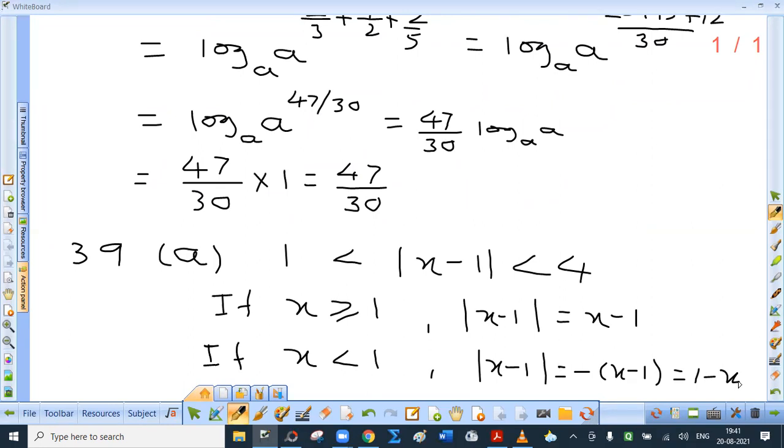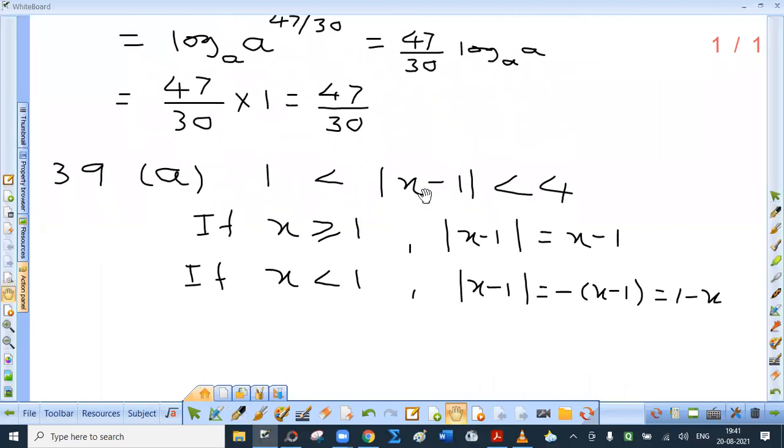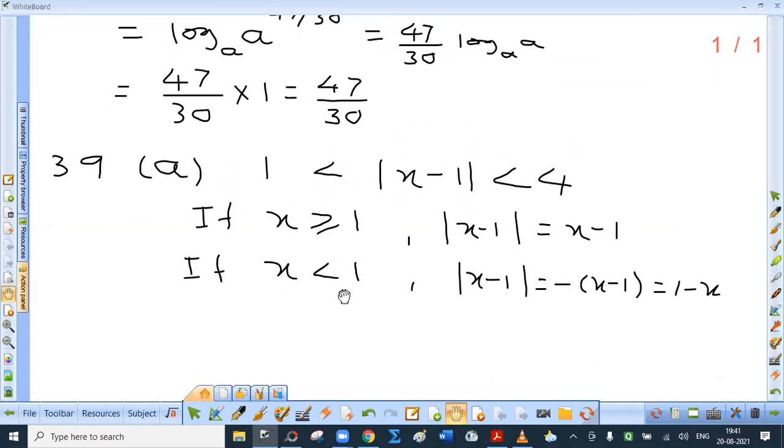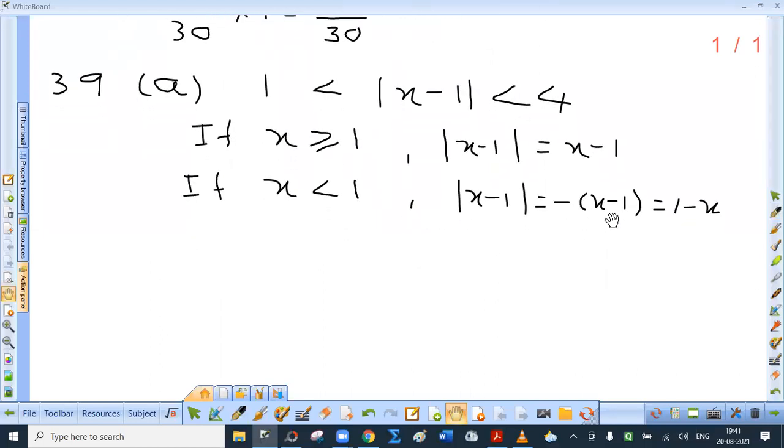Solve the following for x. A part: 1 less than mod of x minus 1 less than 4. Now, what about modulus? If x is greater than or equal to 1, this is already non-negative, so mod of x minus 1 is x minus 1. But if x is less than 1, this is negative. But modulus of a negative number is positive, so again multiplied by minus 1. So if x is less than 1, then mod of x minus 1 is minus in bracket x minus 1, that is 1 minus x.